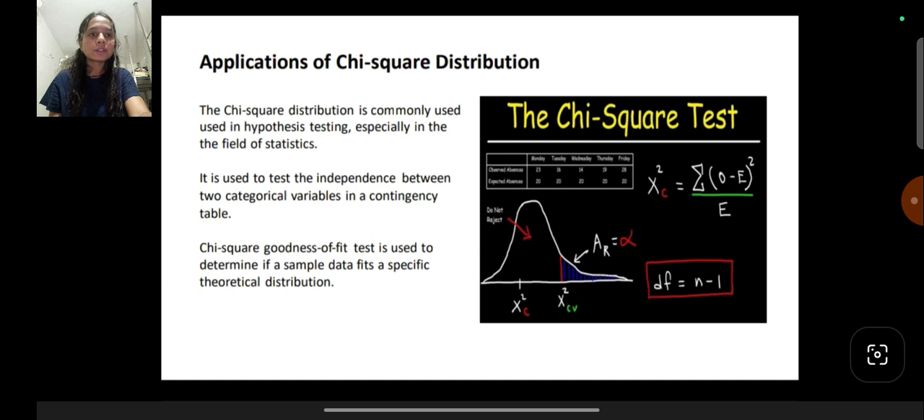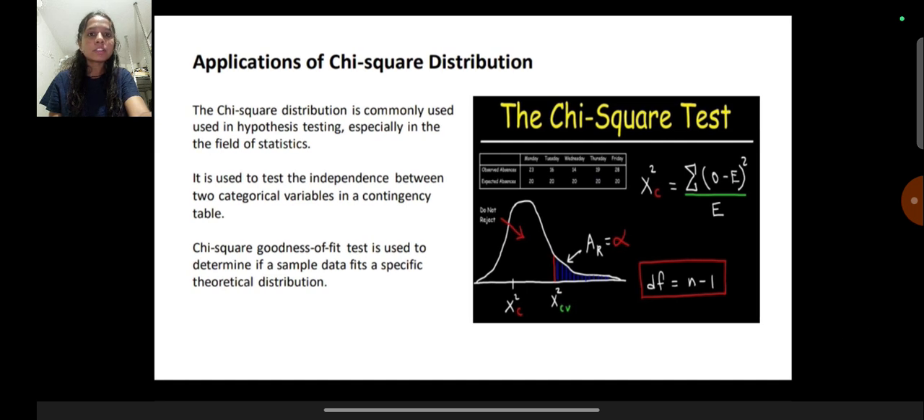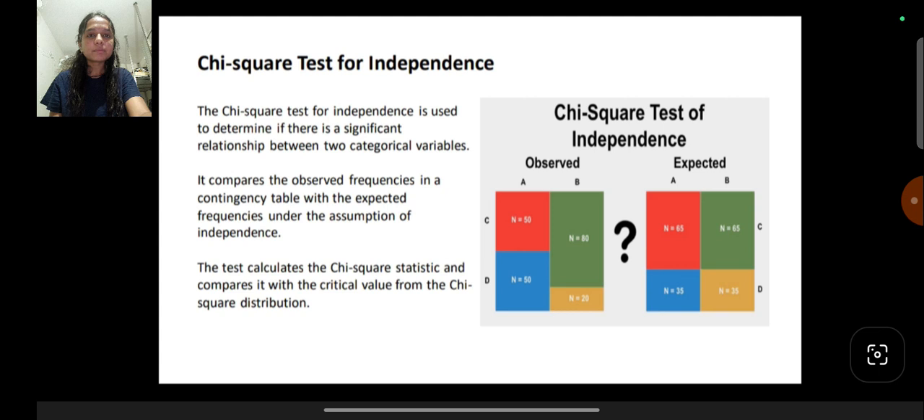The chi-square distribution is commonly used in hypothesis testing, especially in the field of statistics. It is used to test the independence between two categorical variables in a contingency table. The chi-square goodness of fit test is used to determine if sample data fits a specific theoretical distribution. This is about the applications of chi-square distribution. And next, chi-square test of independence.